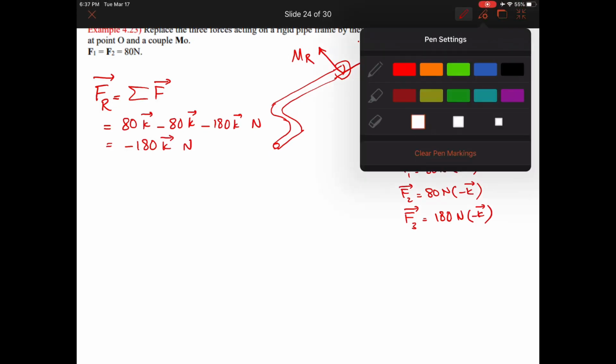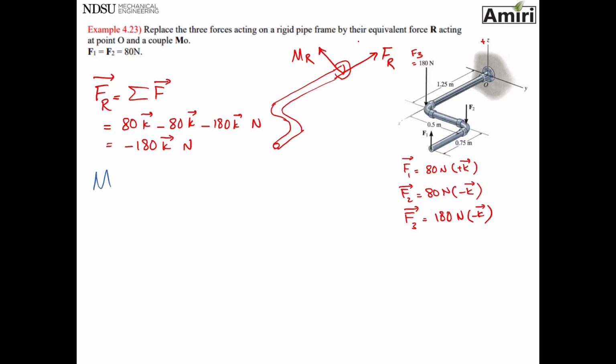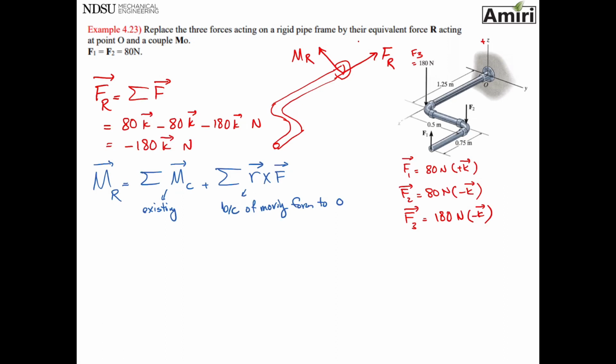Okay, so that's my FR. For the moment, let me use a different color. The equation that I have is the summation of all couple moments plus the summation of all r cross F's. Okay, this is existing. This is because of moving forces to here, which is point O. Okay, so I look at the figure. Do I have any existing couple?